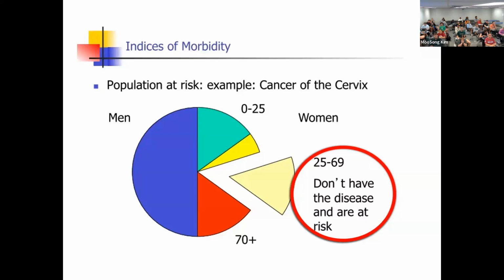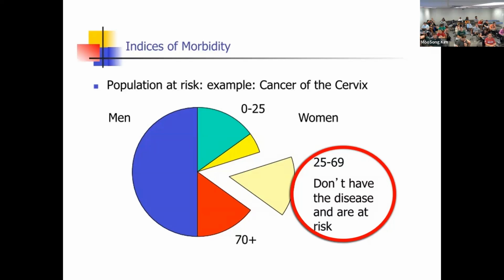Okay, let me take the example one more time. 100 women, 25 to 69, for this cancer. But among the 100, 20 women already have the disease. Who is at risk, number 80 or 100? Think about the meaning of who is at risk. 80. Why not 100? Because you exclude the 20 that already had it. If someone already has the disease, we need to exclude them from who is at risk, right?